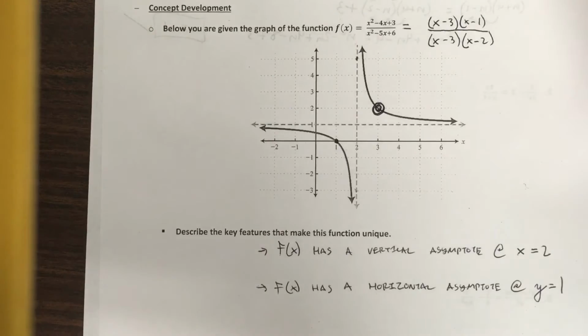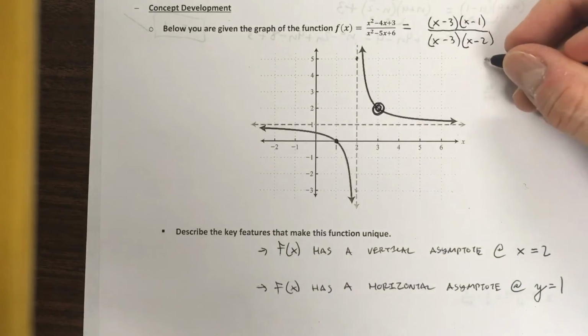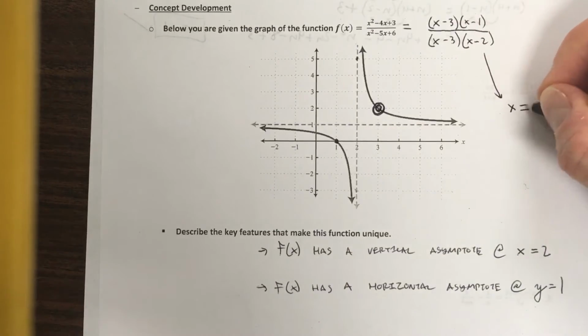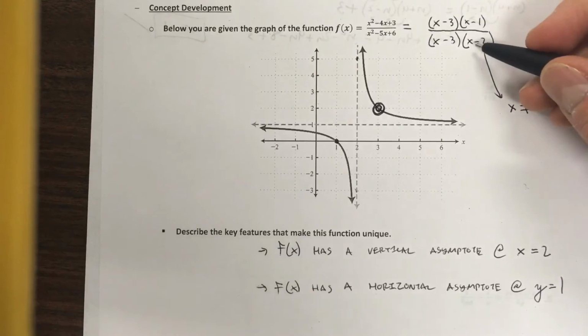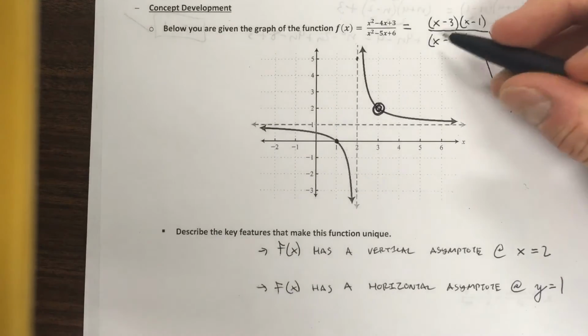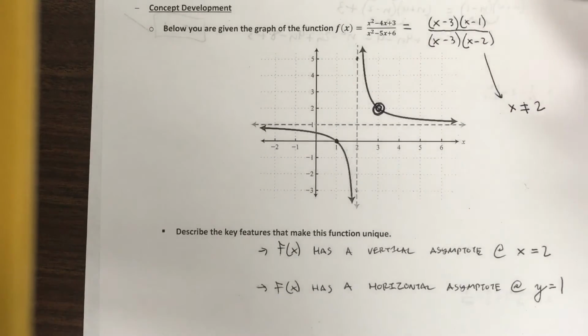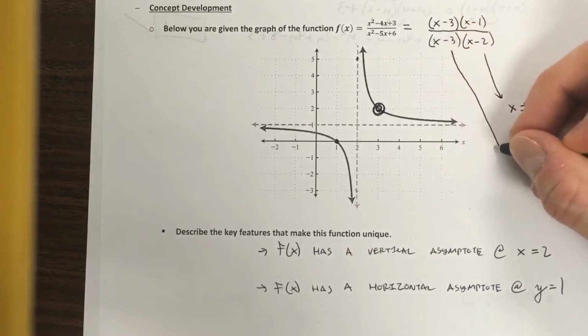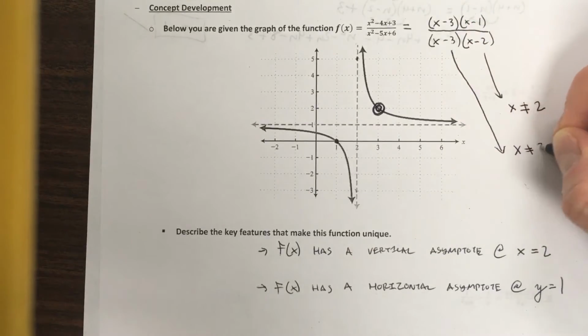From here, people noticed we can't divide by 0. So we do a similar thing to when we solve our equations. We say here that x cannot equal 2, because if x equals 2 here, we have 0. 0 times negative 1 would be 0, so we can't have that. Also, x cannot equal 3.